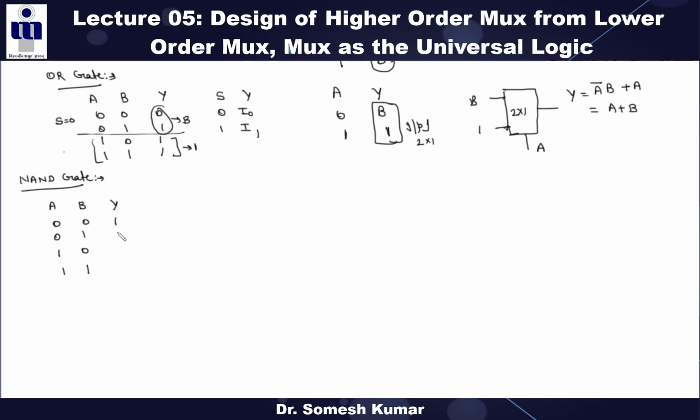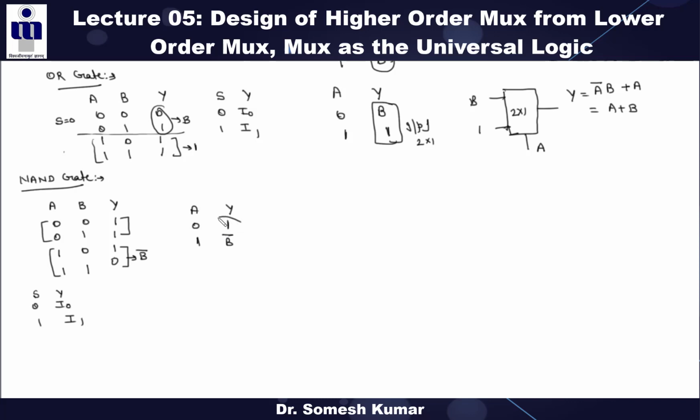This is the truth table of your NAND gate, right? So now tell me, if I am taking this A as the select line, if A is 0, output is always 1. And if A is 1, what is the output? It is your B bar.